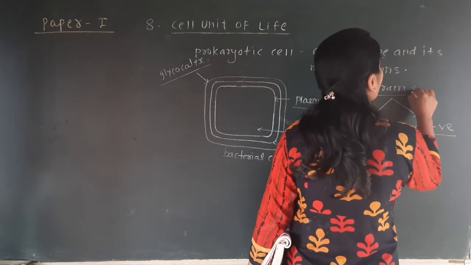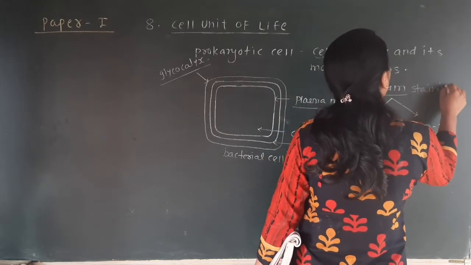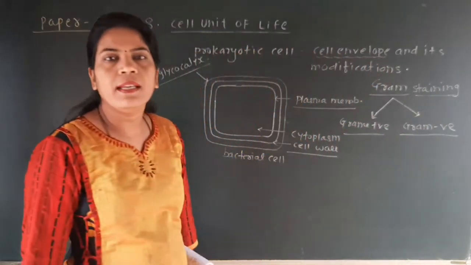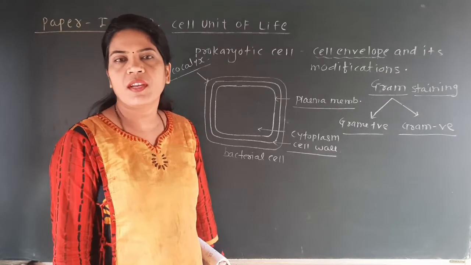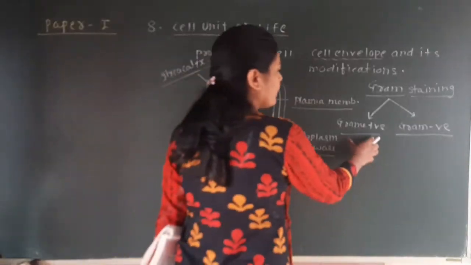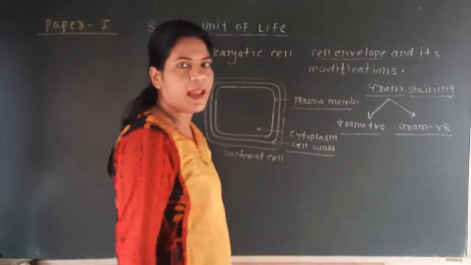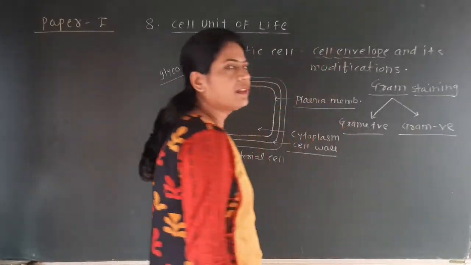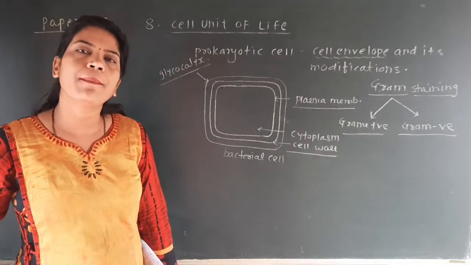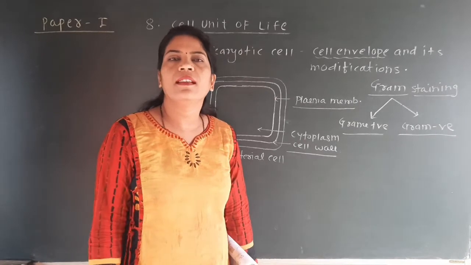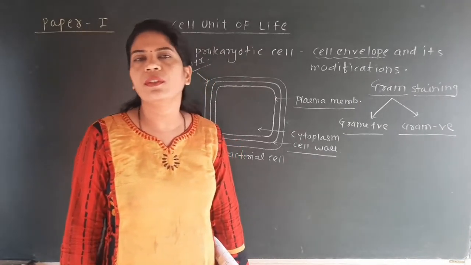Okay, so here we have to see that there are two types of bacteria, mainly according to the Gram staining procedure: positive bacteria and negative bacteria. Positive means they take the stains of the Gram, so Gram positive. Negative means they do not take the stains of Gram, so it is Gram negative. Okay, this is the first thing, that there are two types of bacteria according to the staining procedure of the Gram.